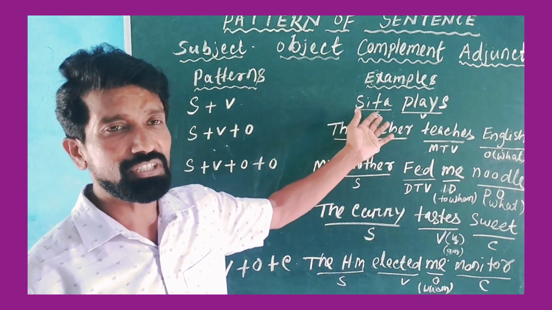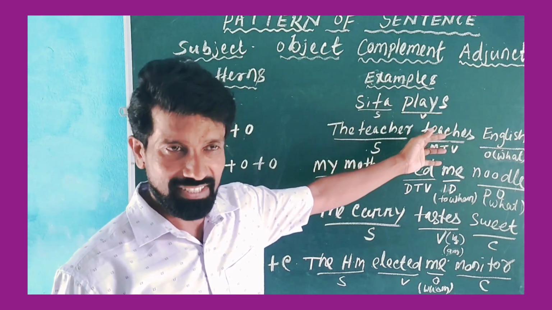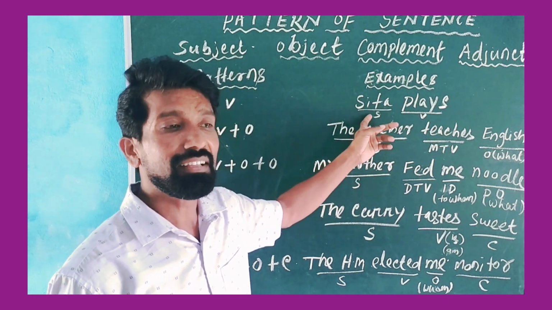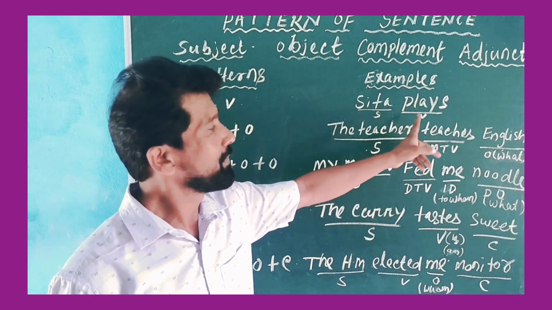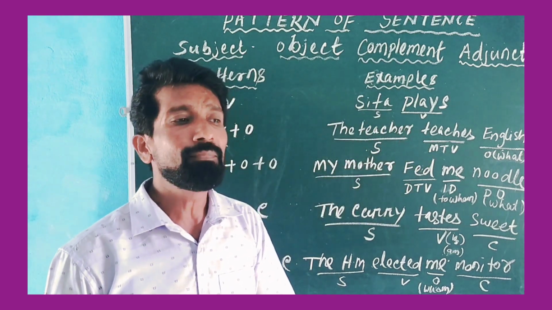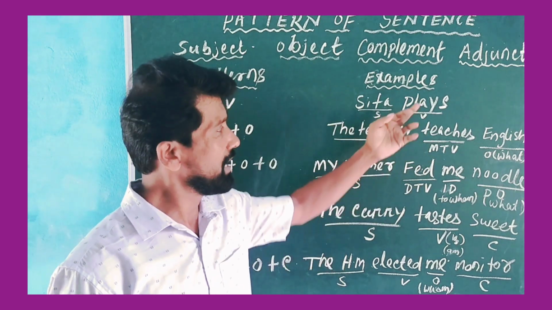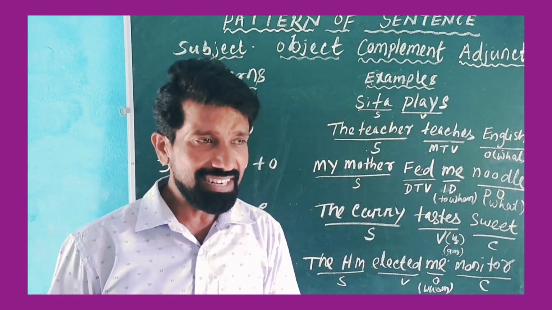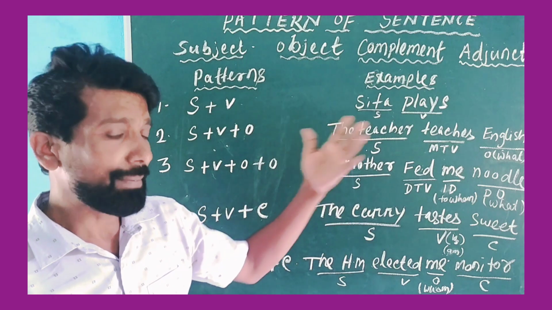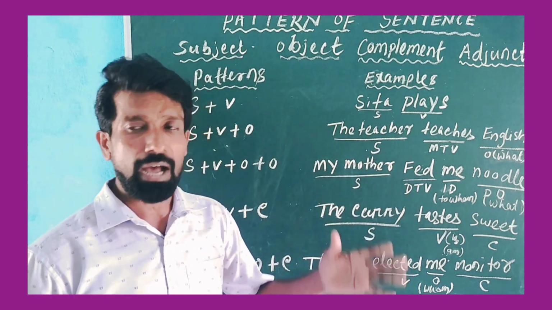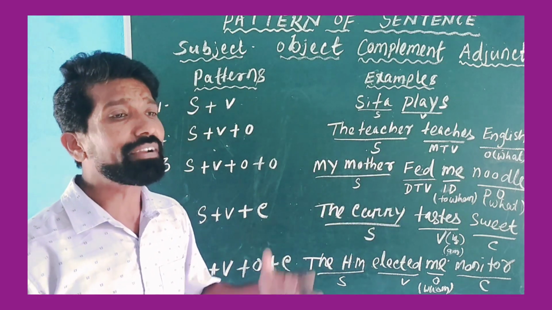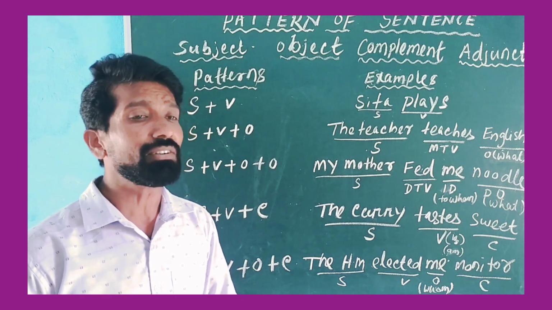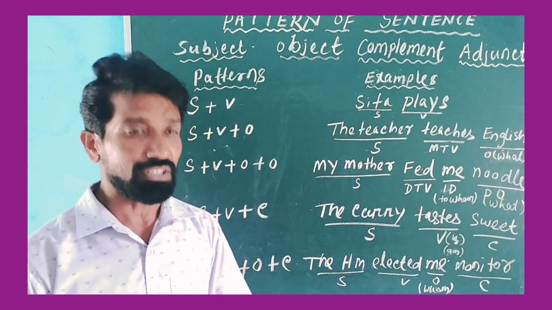I give an example. You just see: Sita plays. Sita here is a subject. Plays itself is a verb. Why do we use this 's' here? Because Sita is a third person singular number. That's a separate matter. It's out of topic. But our point of view is how you can find out subject, object, verb, complement and so on.